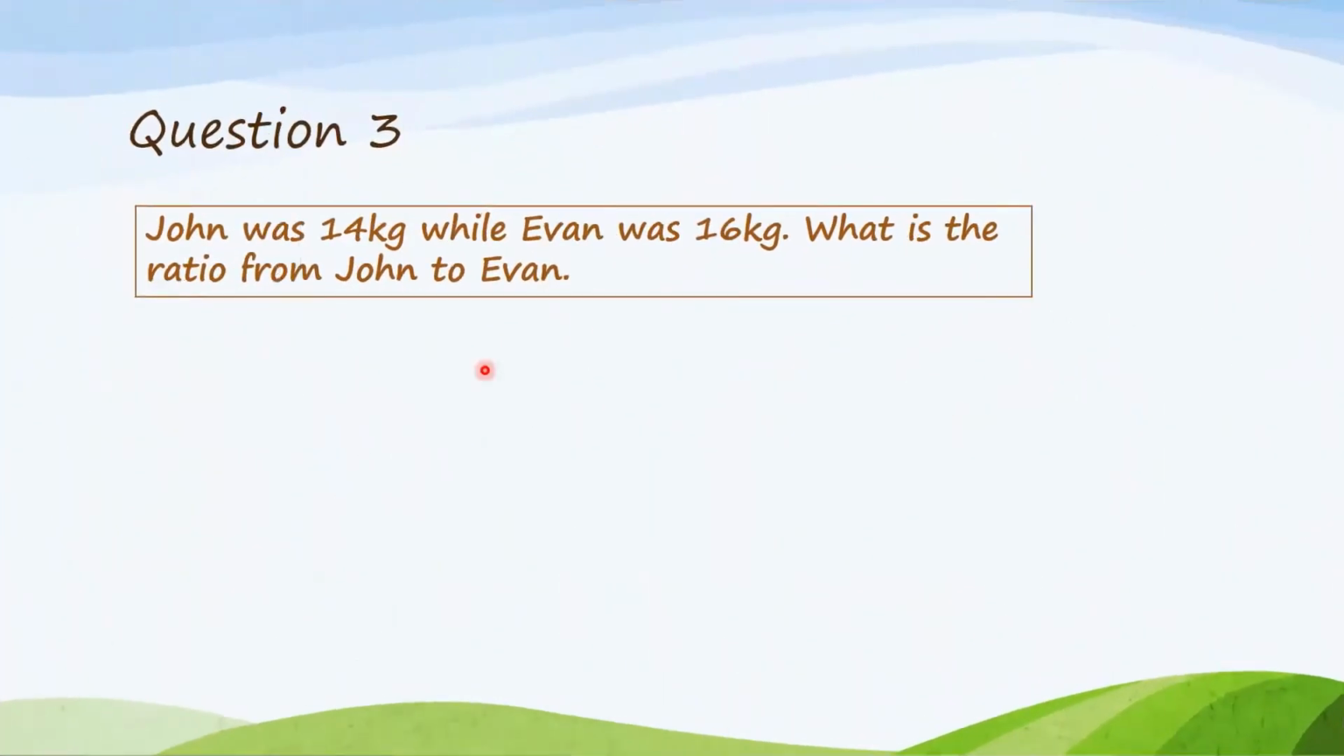John was 14 kg, while Evan was 16 kg. What is the ratio of John to Evan? 14:16. They both have a common factor of 2. So I divide both of the sides by 2 and I get 7:8.